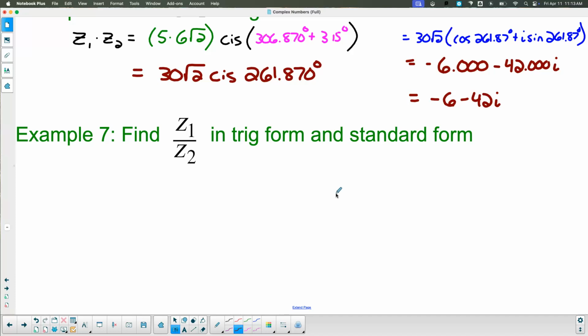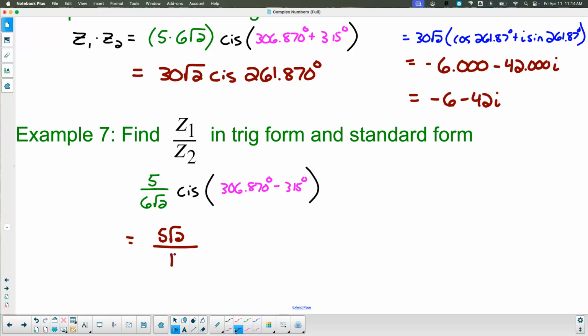Pick up the pace here. Okay, so then z sub 1 is going to be 5 divided by 6 square roots of 2, and then we're 1 minus 2, so that's 306.870 minus 315 degrees. So this is going to be multiplied by the square root of 2, 5 square roots of 2 all over 12.